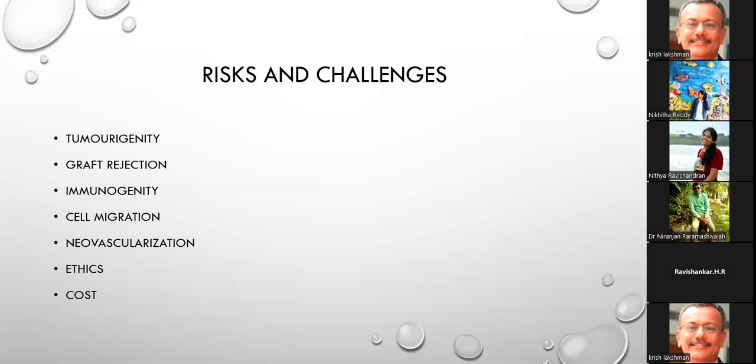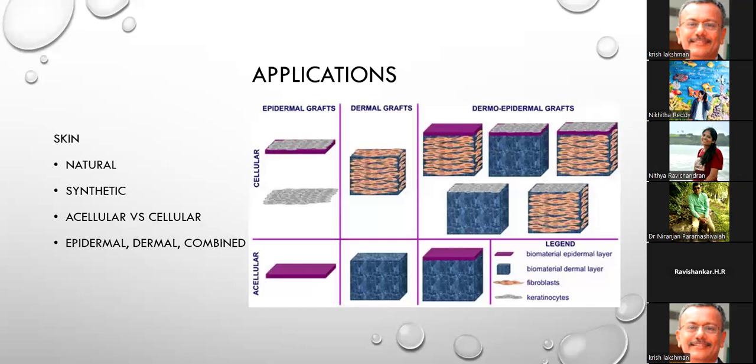Higher cost involvement. A few of the applications of tissue engineering are in skin. There are a lot of skin derivatives right now in the market. They are of different types, depending upon the manufacturing and the application. There are natural and synthetic skin derivatives, cellular versus acellular, and depending upon the composition, they are epidermal, dermal, and combined. Each component has a different degree of fibroblasts and keratinocytes.